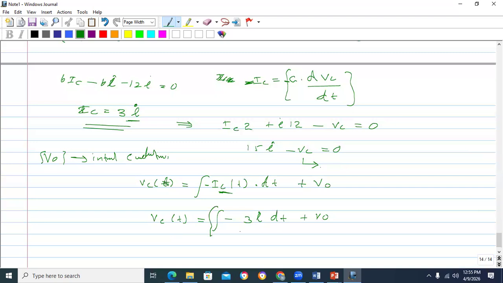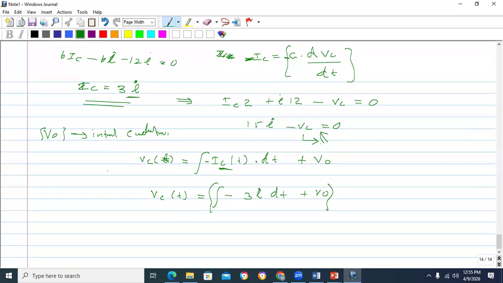You can apply this value here. Okay, this value here, VC, because we need to remove the VC. Then you will have 15I minus VC, which means this one, no? Integration of minus 3I dt. So minus, again it is multiplied by this V naught minus, so it will be minus V naught, that is 0. This minus minus will be plus.